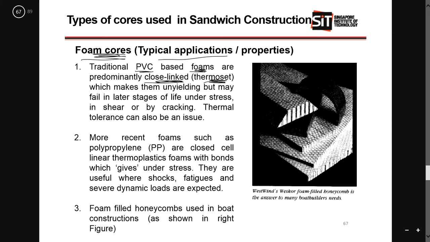So the cross-link thermoset makes them unyielding, but they may fail in later life under stress, and so on. You just need to know that your foam cores are thermoset materials, so they will not deform under certain heat. Once it reaches its limit it will just break, but it will not deform. That's just the meaning of that.